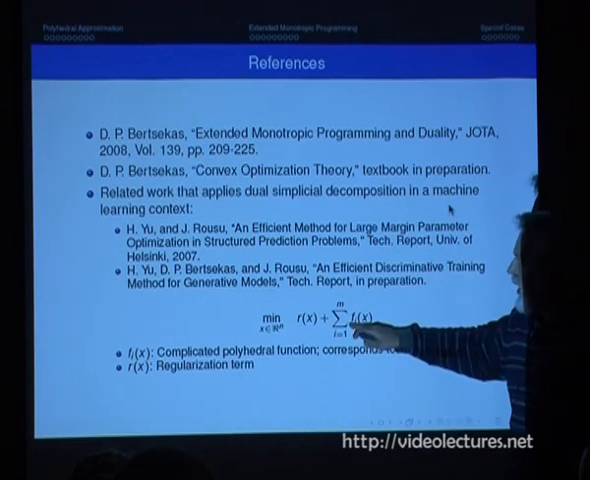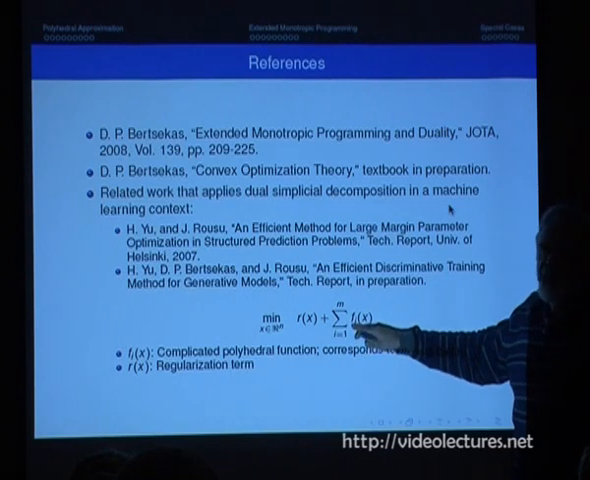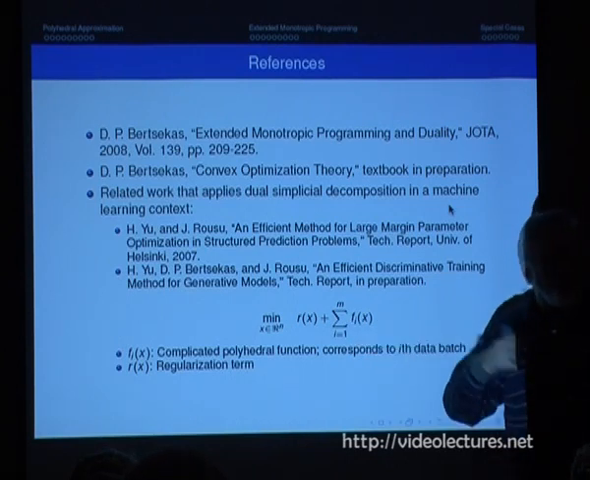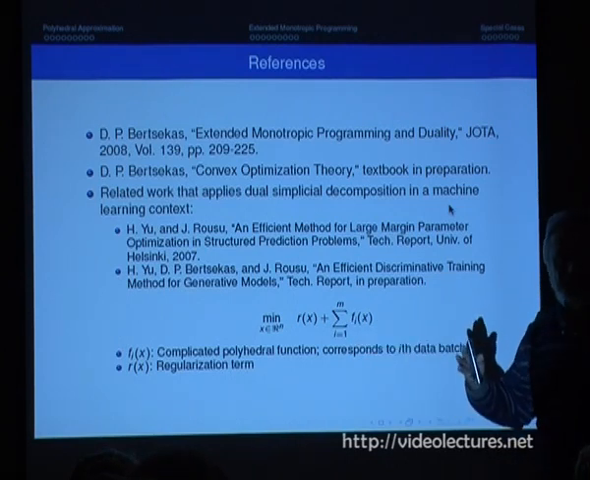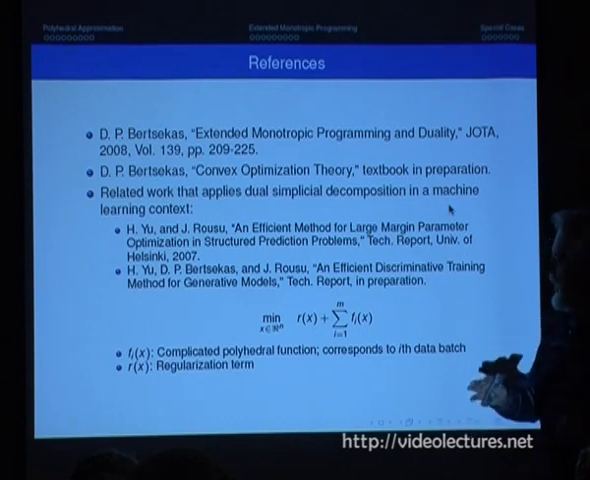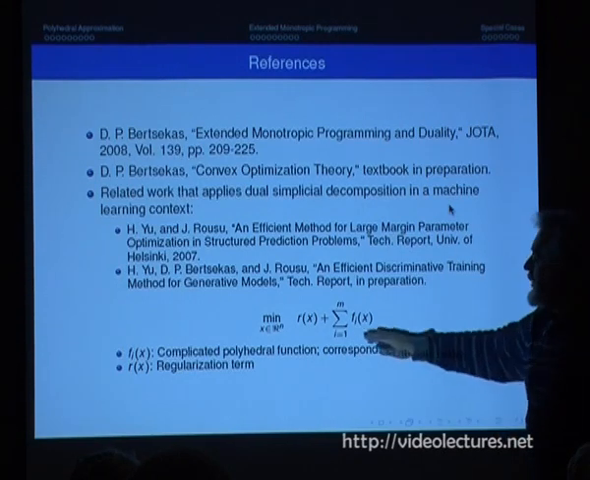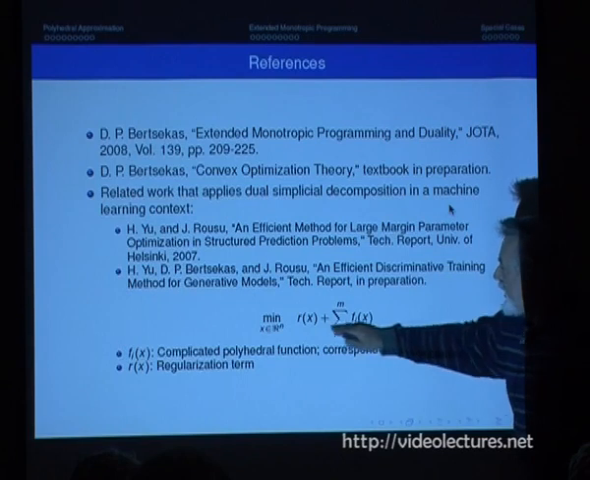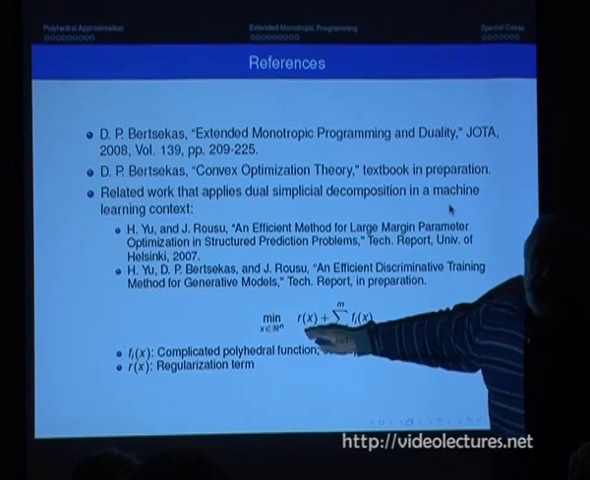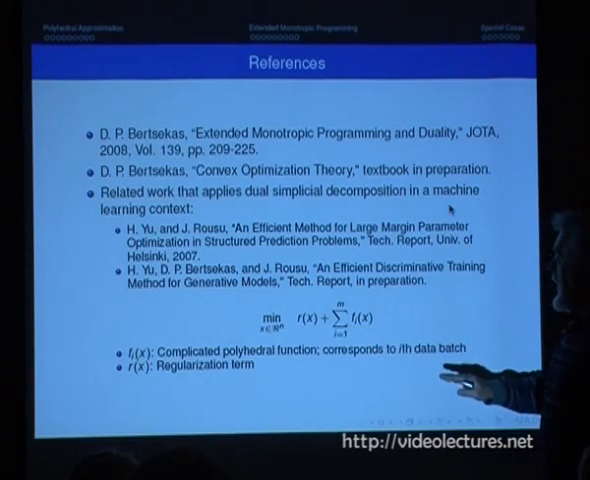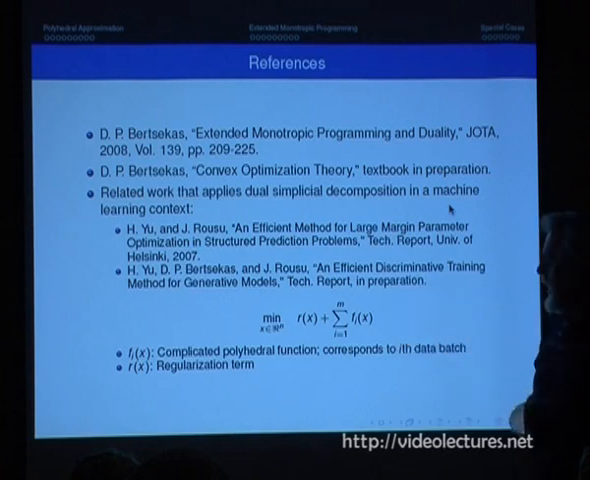These functions here in our application are polyhedral, but they are very complicated because they correspond to complicated batches of data, and they are very difficult to deal with. So they are amenable to simplification by outer or inner approximation. So these components are dependent on data. This is a regularization function which is not linearized or outer linearized. And that's the problem that we had.